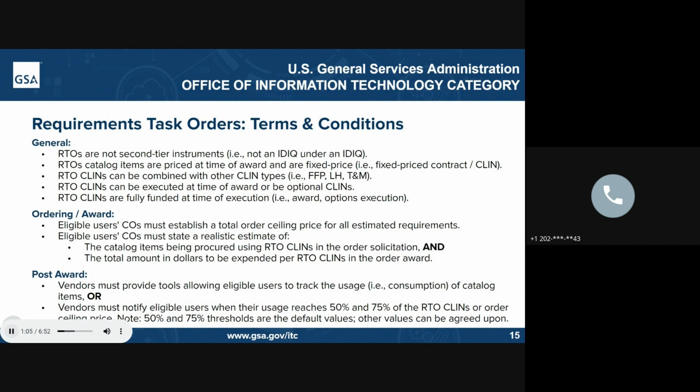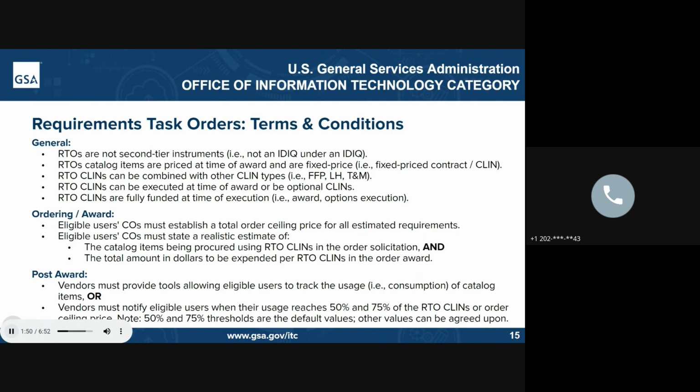Now, the other great thing about requirements task orders is that the specific catalog items are priced at time of award, and they're fixed price at time of award, which is fantastic for contracting acquisition professionals in that it makes requirement task orders and CLINs a fixed price contract or CLIN type. Requirement task order CLINs can be combined with any other CLINs, based on your requirements. So you have full access to also establish firm fixed price, labor hour, and time and material CLINs, in addition to requirement task order CLINs.